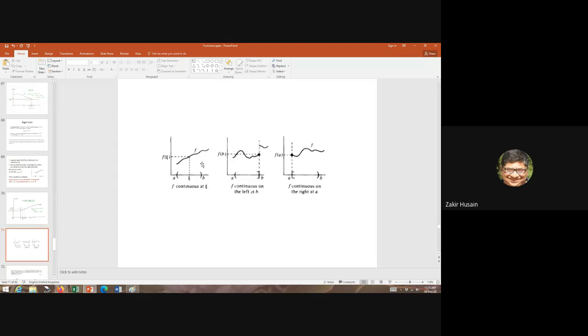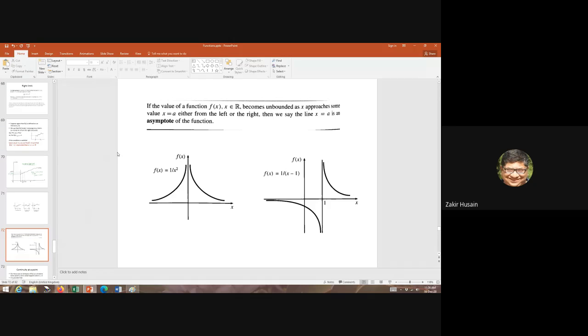Okay. So if you look at these three figures, you can see that this is continuous at this point. Over here, f(x) we can say it's continuous. Sorry, this figure should come later. Okay. So the next thing that I want to discuss is asymptote. See over here, the function is going up. This is x equal to 0. The function is not defined at x equal to 0.